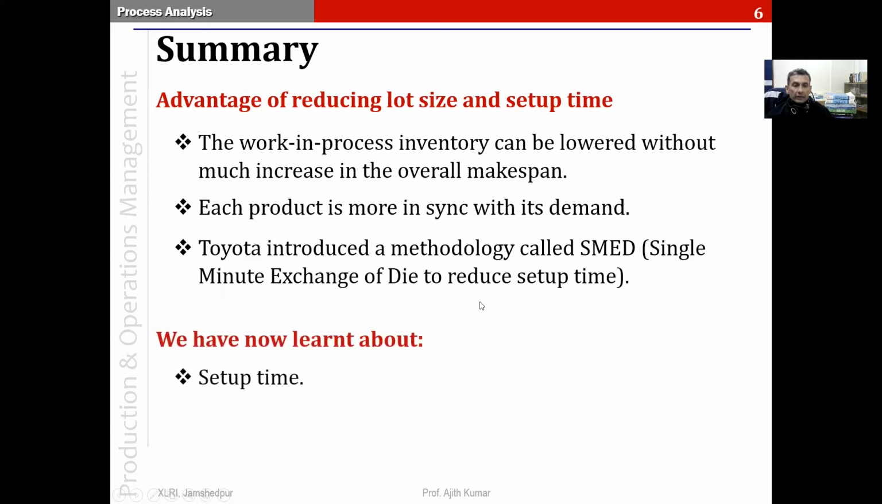So in this video, we have learned about setup time, lot size, and make span.